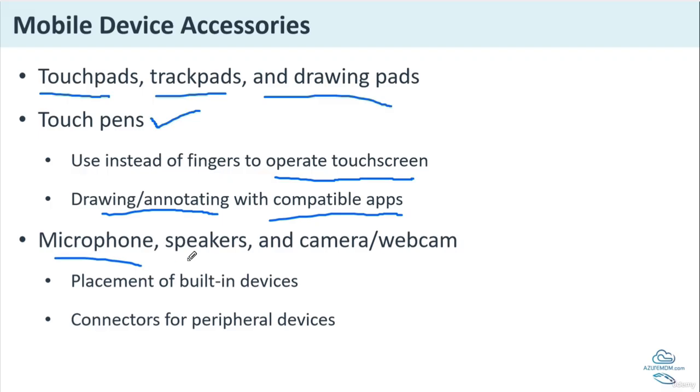Now, microphones, speakers, camera and webcam. These are also mobile device accessories which can be external as well. Like in a phone, nowadays we have microphones, speakers, and a camera. We sometimes use these as external devices. We can connect them with the original device, like your laptop or your desktop. By connecting them as an external device, we can call them peripheral devices.